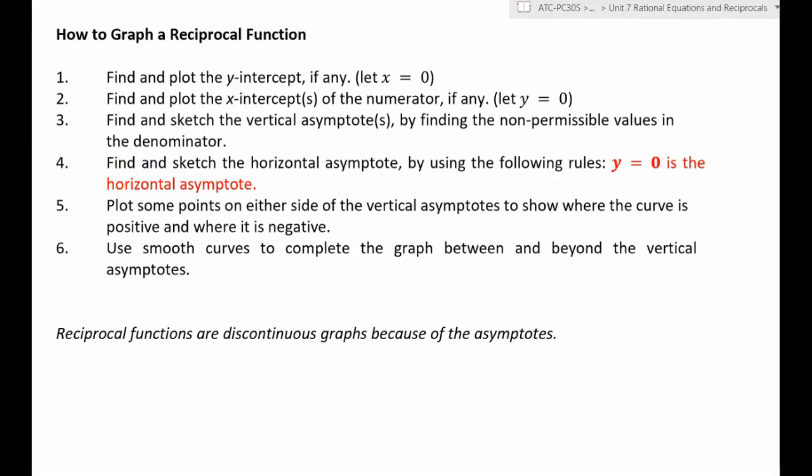Okay. Now again, this is exclusively a grade 11 rule, and things change in grade 12. Okay, plot some points on either side of the vertical asymptotes to show where the curve is positive and where it is negative. Use smooth curves to complete the graph between and beyond the vertical asymptotes. Now we see that word between. We only have one vertical asymptote right now, so we don't need to worry about the between piece, but when you get to the next lesson, that will come into play.